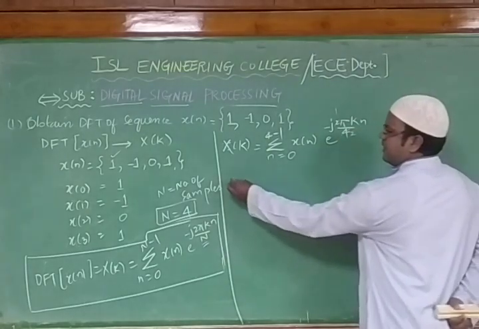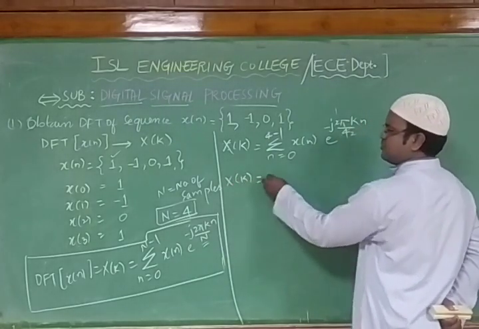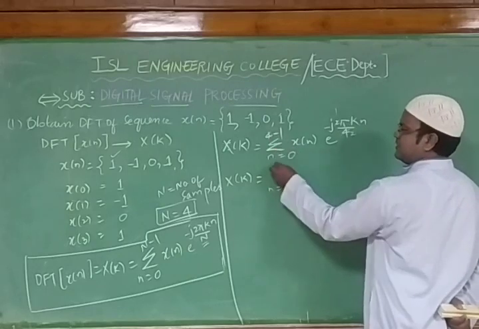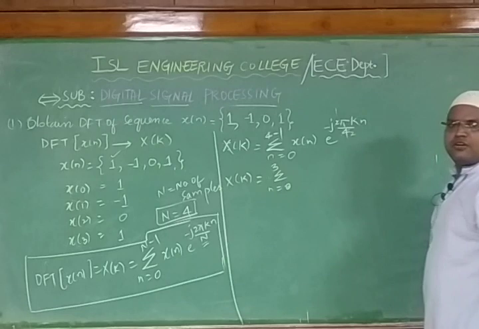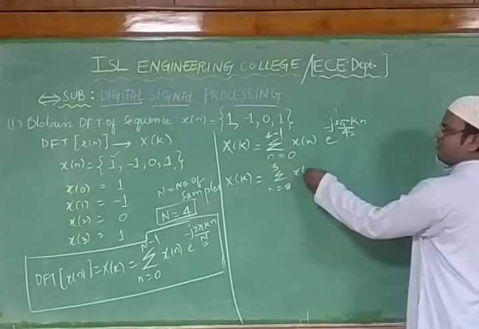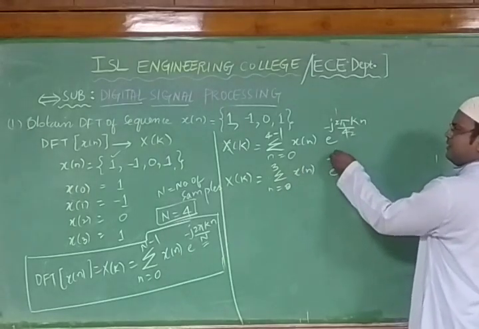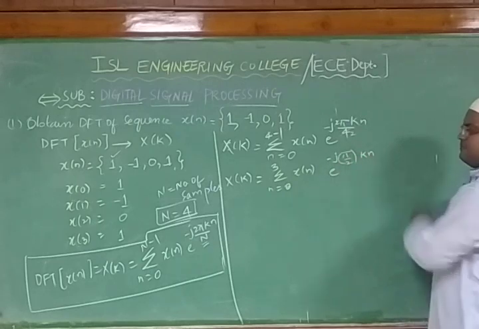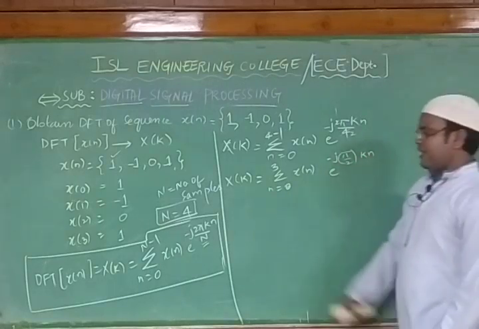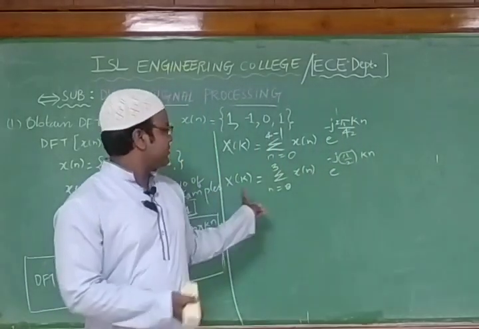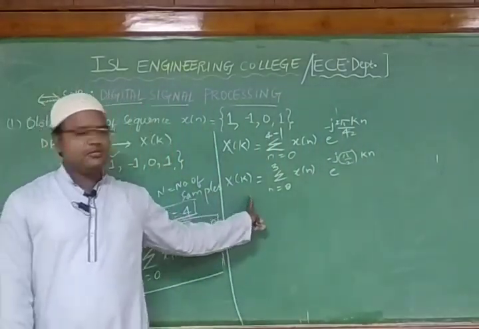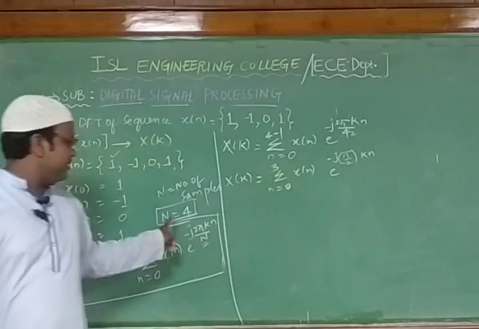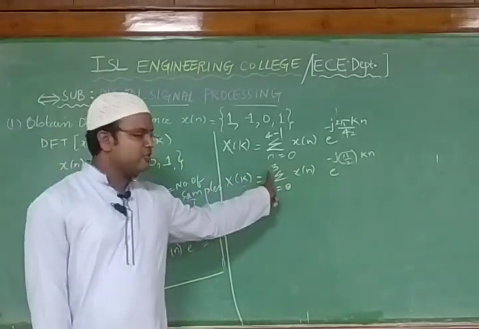So we'll write x of k equals summation n equals 0 to 4 minus 1, which is 3. We keep this as it is, x of n e power minus j pi by 2 into k n. So we got this x of k value now. So what is x of k? We formulate as per the given condition, summation n equals 0 to N minus 1. What is the N value given in the question? 4. So it's 4 minus 1 is 3.